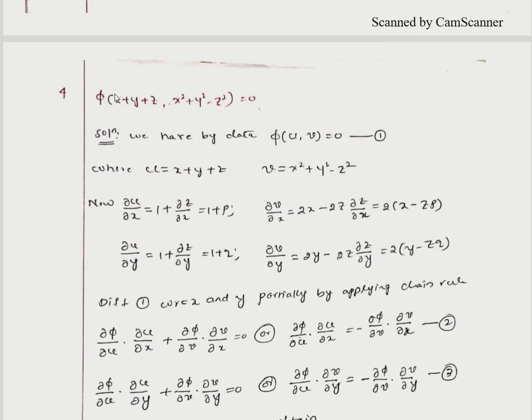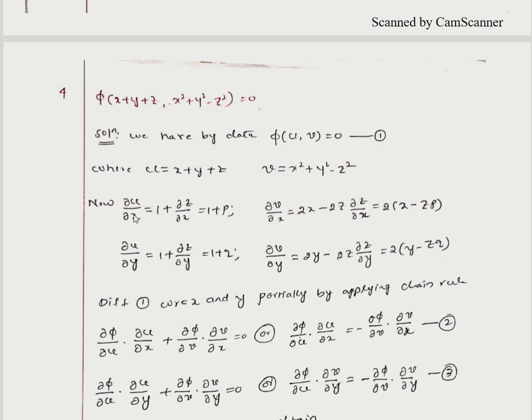Next problem. Form the PDE by eliminating the arbitrary function, that is φ of (x + y + z, x² + y² − z²) is equal to 0. Solution: we have φ of (u, v) is equal to 0. What is u? u is equal to x + y + z. And what is v? v is equal to x² + y² − z². We first differentiate u with respect to x and y, then v with respect to x and y.